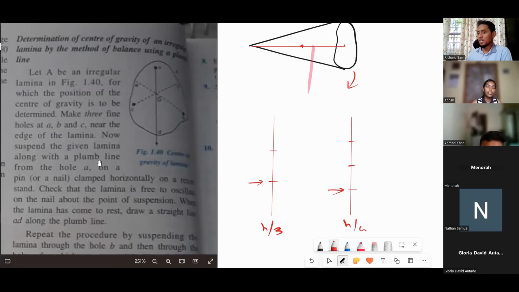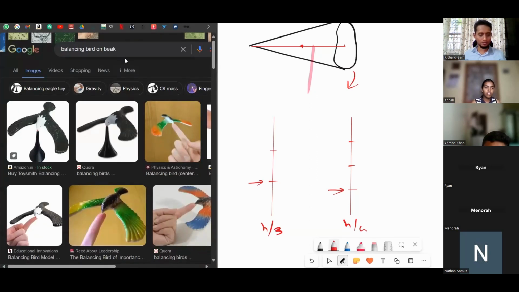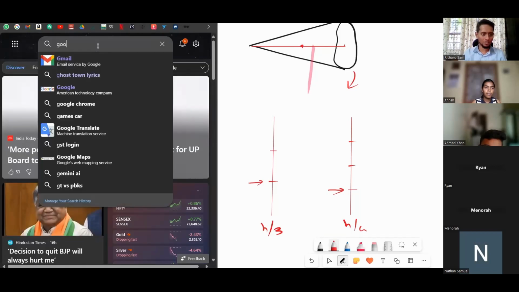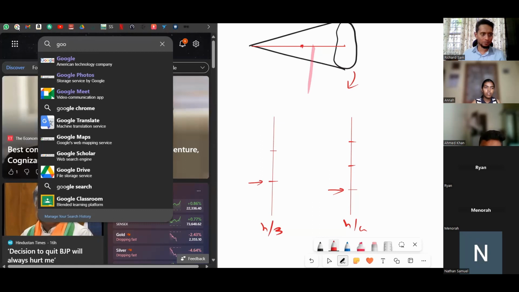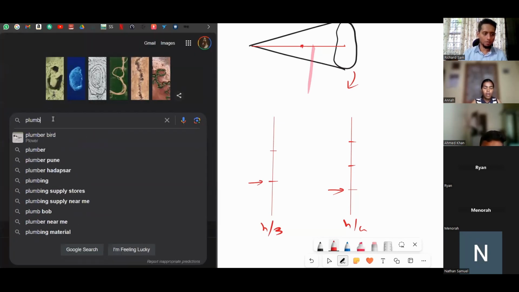Never thought of it? How do they make it? Using a plumb line. They use a plumb line. So what is a plumb line again? It's simply a thread with a weight hanging down. So they attach. Let me see if I have a diagram for it. Plumb line.